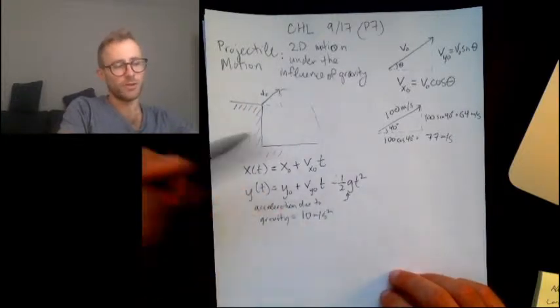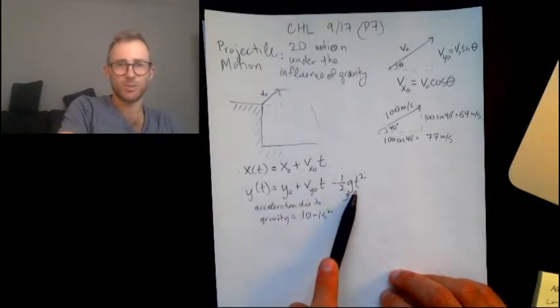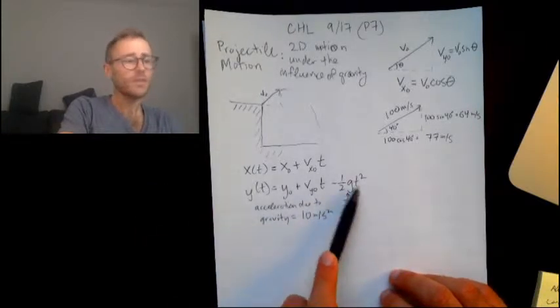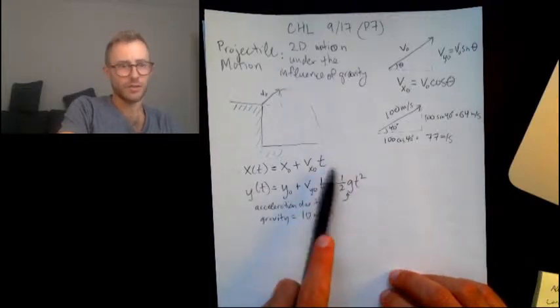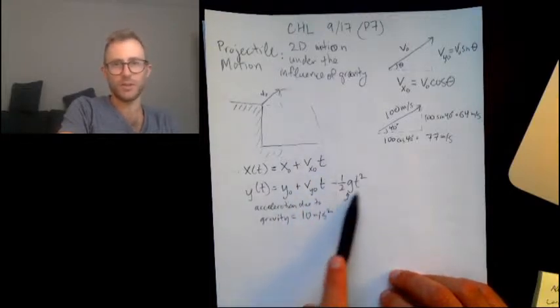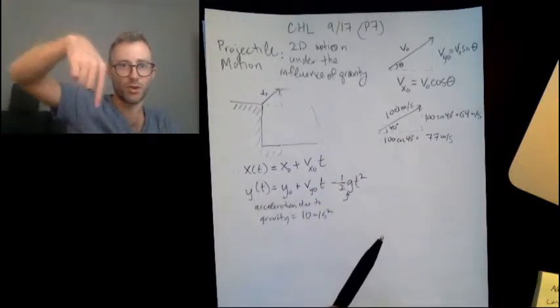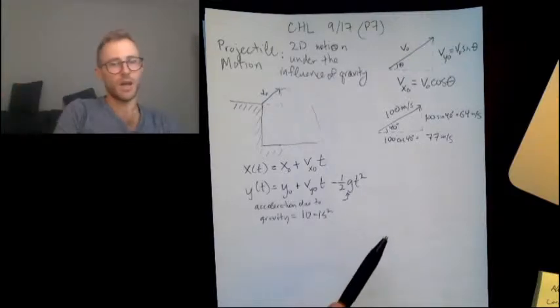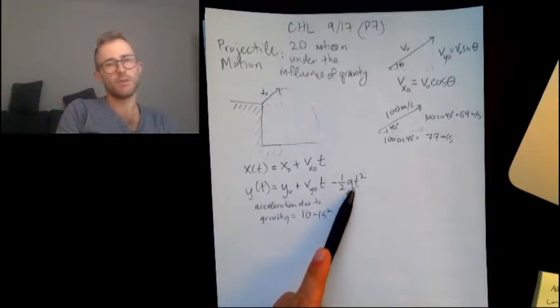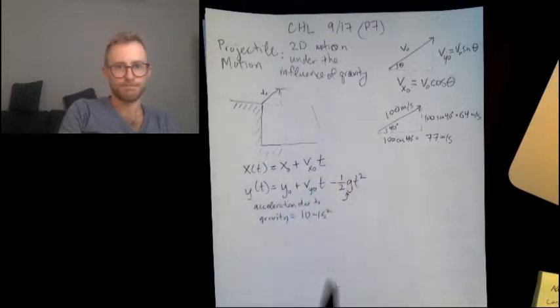One major difference, though, is that the y equation has a t squared term. The x equation has no t squared term. So why is that? That's because the t squared term is where the acceleration comes in, and gravity makes something accelerate vertically, but it doesn't make something accelerate horizontally. So we have no t squared term for the x of t equation. All right?